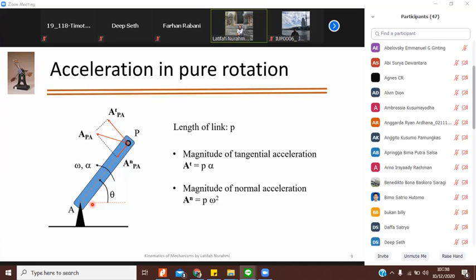Okay, in most cases, in the physics class, you have also learned that if the length from A to P is p, then finding the tangential acceleration is simply p times alpha, right? And then finding the normal acceleration is simply p, the length, times omega squared. Well, this is true for a simple thing like this.